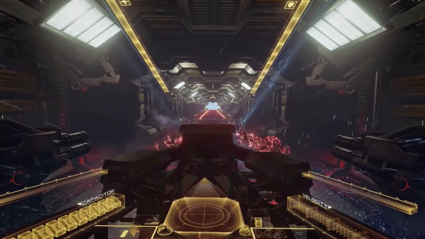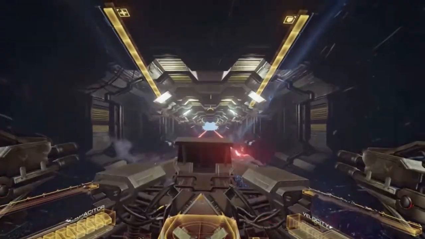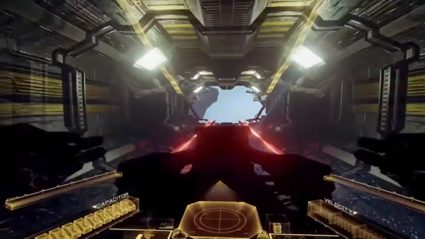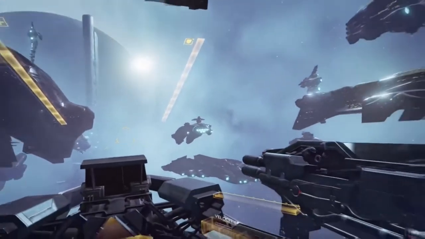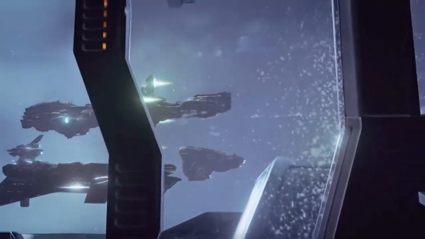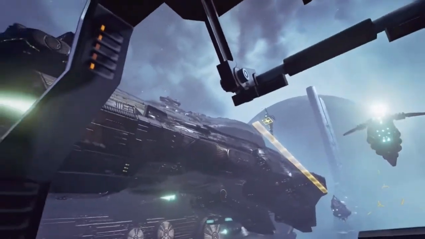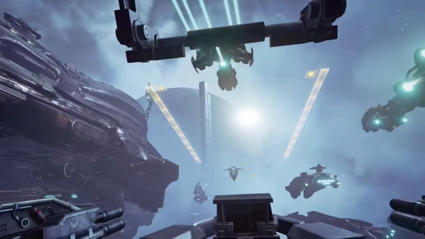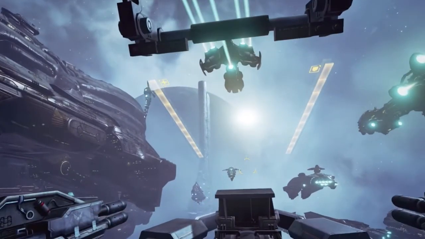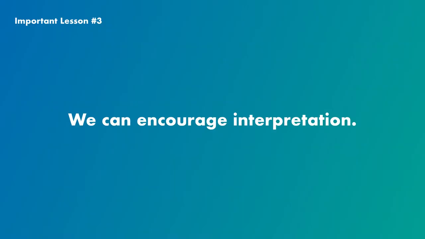Well, teleportation is freaking cool and all, but what about experiences that actually have continuous motion? Does this mean that VR is incapable of providing such experiences that are comfortable? Well, of course not. However, your brain will need a helping hand to do so. This is a good segue into my third important lesson, that we can encourage interpretation.